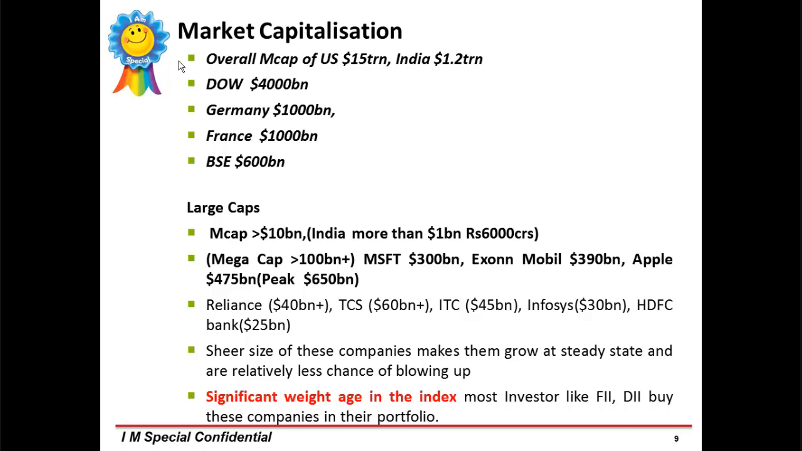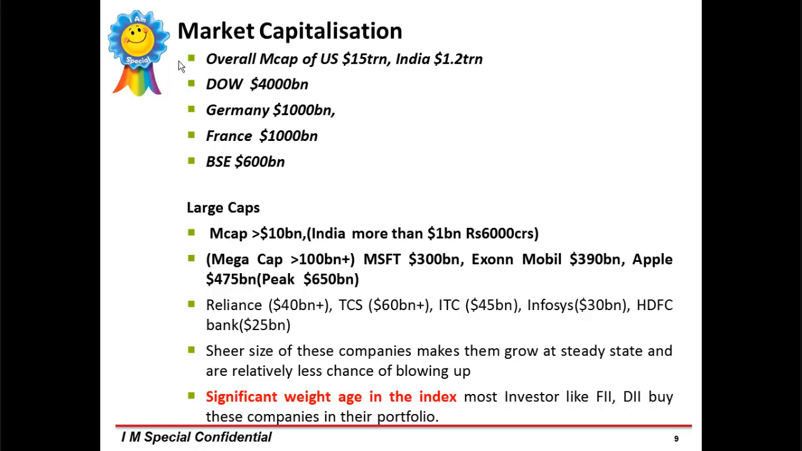The sheer size of these companies makes them grow at a steady state, and there is relatively less chance of them blowing up. For example, TCS has a profit of 8,000 crores. You can't expect profit to double every year. So 8,000 can't become 16,000 crores, but it grows at a steady 20-25% rate. So these are large cap stocks.